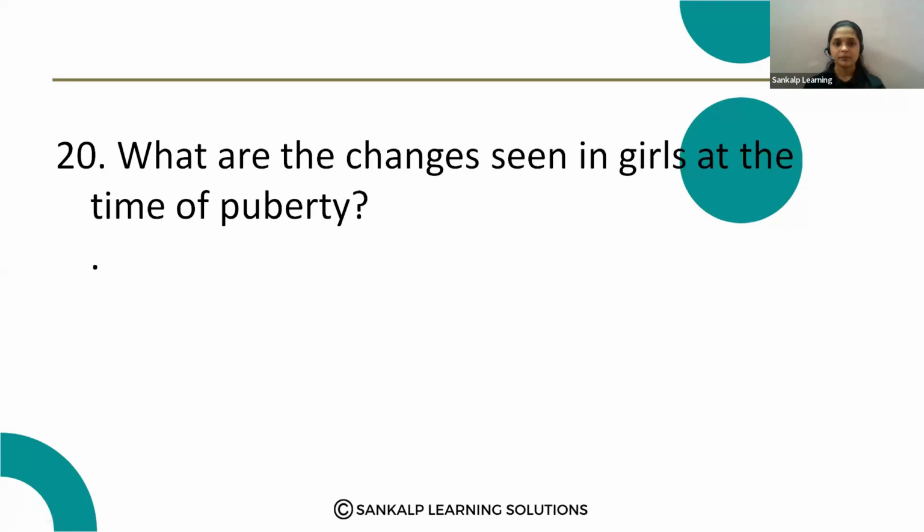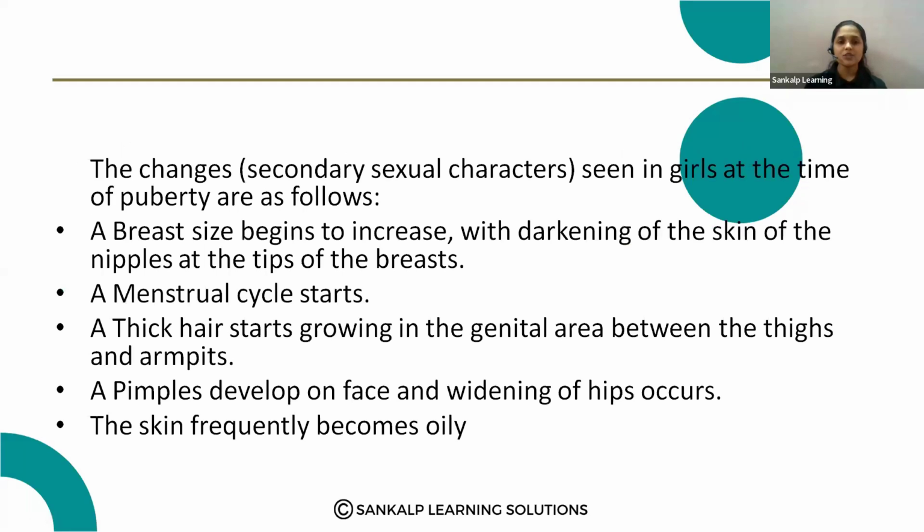Yes. The last question of this session. What are the changes seen in girls at the time of puberty? At the time of puberty, we can observe changes in boys and girls. Some characters are similar in boys and girls, and some characters are different in girls and boys. So here, what are the changes we can observe? They are called secondary sexual characters.